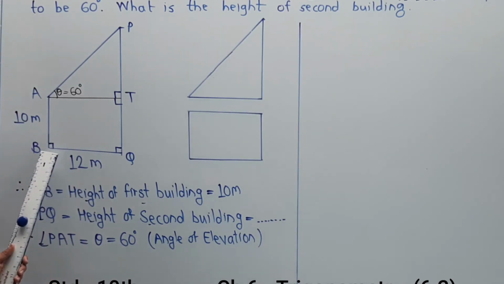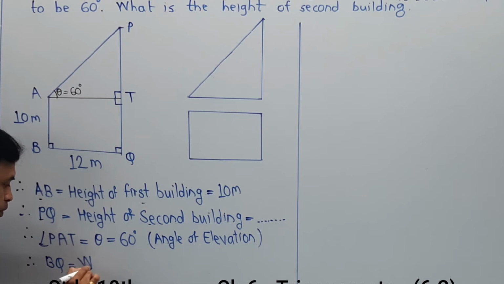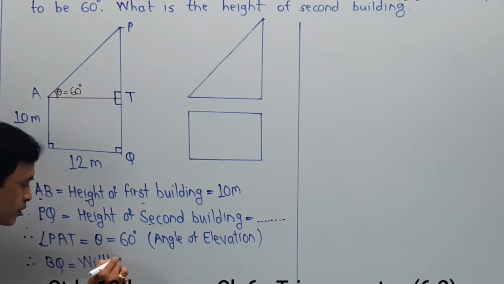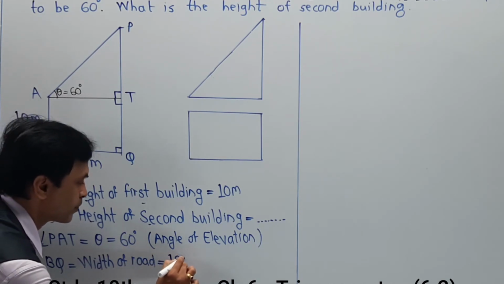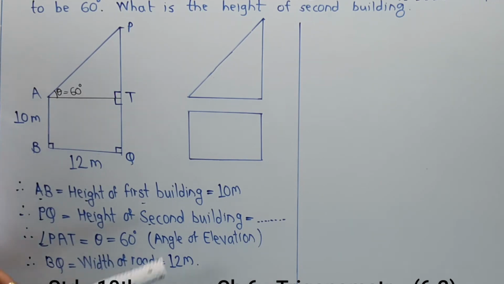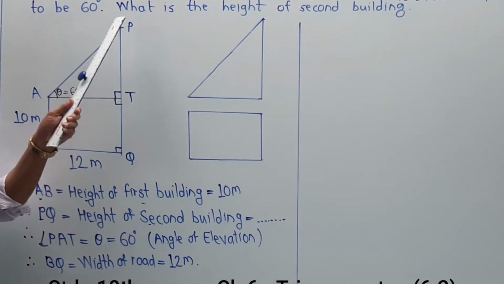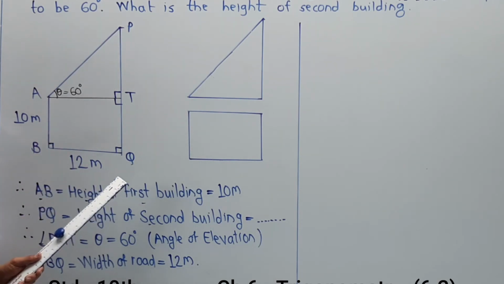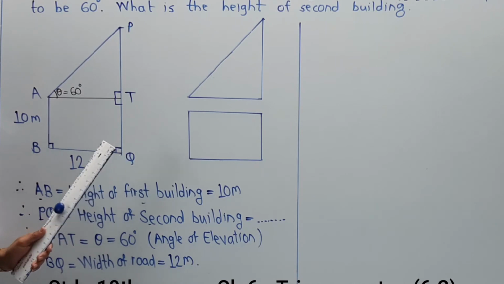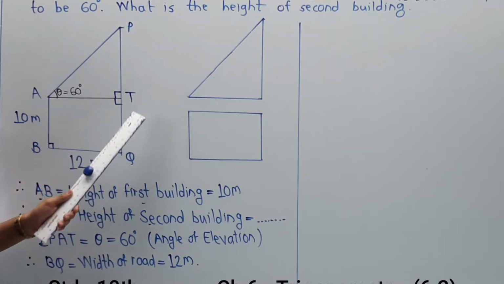And in addition to that, width of road BQ, therefore your part is PQ, that is equal to width of road, is equal to 12 meter. Now after this declaration I have drawn this diagram directly over here so that it is going to help you. No doubt your target is to calculate PQ, means height of second building. But this PQ will be able to get value when you know the value of PT as well as TQ.